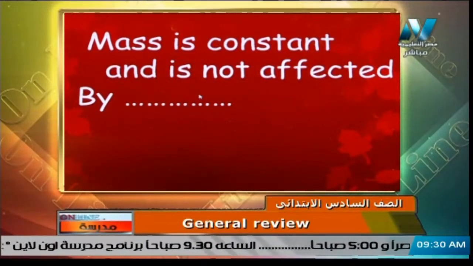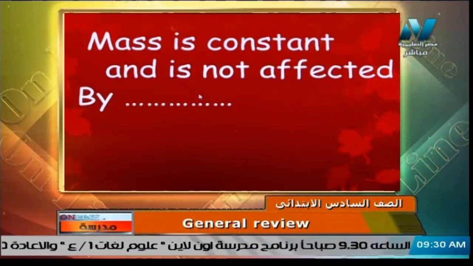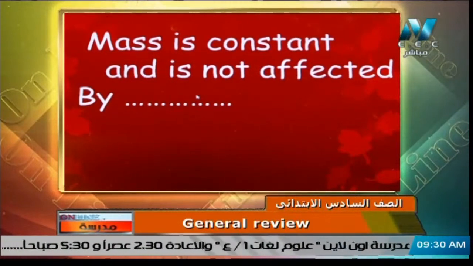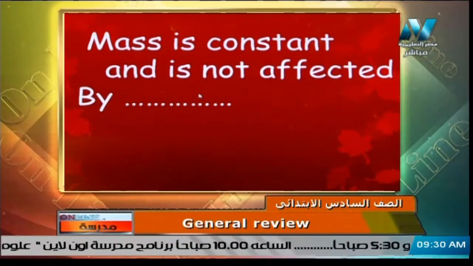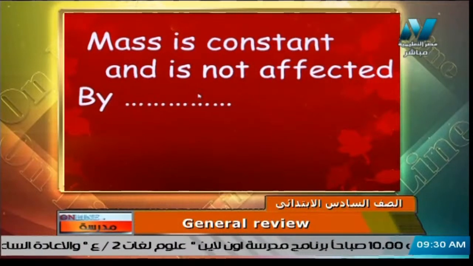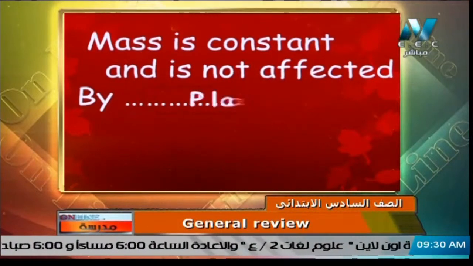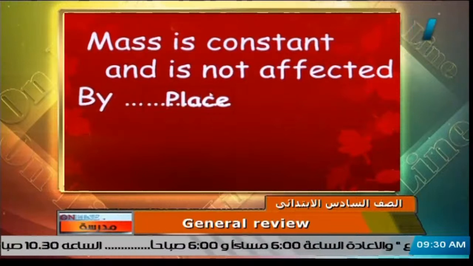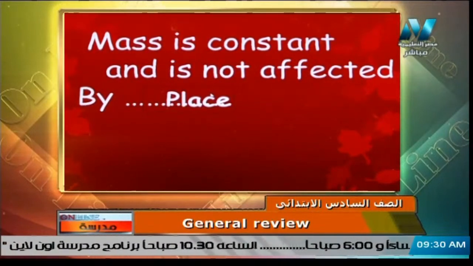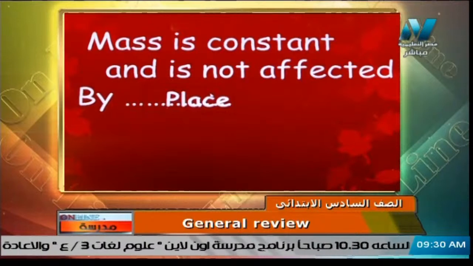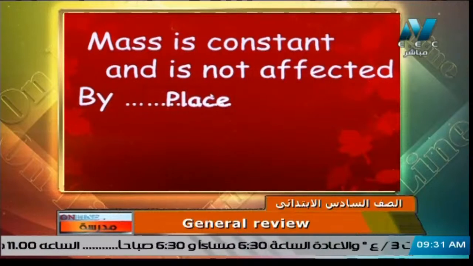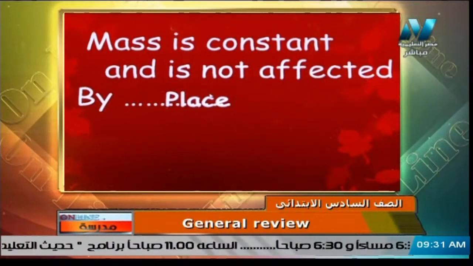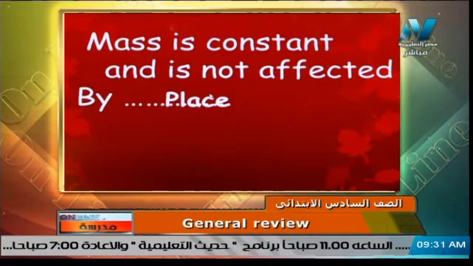Mass is constant and is not affected by what? Mass is a constant, stable value and is not affected by the place. For example, if you have a mass of 50 kilograms on the earth, you will be 50 kilograms also on the moon, on Jupiter, and on Pluto. Mass doesn't change. We studied an important piece of information in the first episode: mass doesn't change no matter how the place changes.